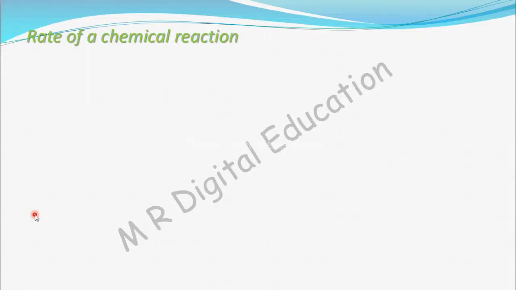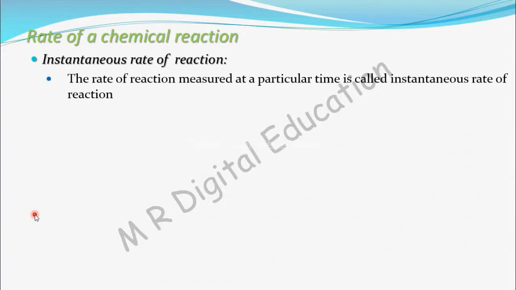What is instantaneous rate of reaction? The rate of reaction measured at a particular time is called instantaneous rate of reaction. It is also given by instantaneous rate equal to dR by dt, that is, change in concentration of reactant by change in time.